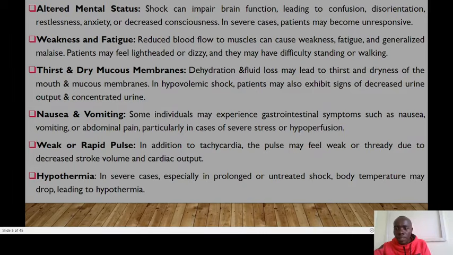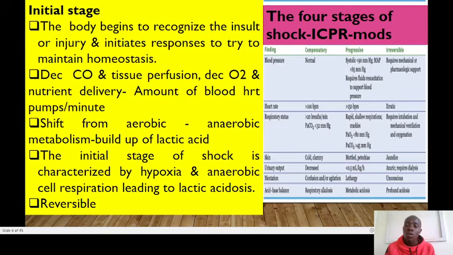The muscles are affected too, as we have reduced supply of oxygen and nutrients to those muscles. As a result, the patient presents with weakness, fatigue and general malaise. We also have dry mucous membranes, nausea and vomiting, weak or rapid pulse, and hypothermia. Hypothermia is especially seen in prolonged and untreated shock, where body temperature may drop. All right, so those are the different general signs of shock.